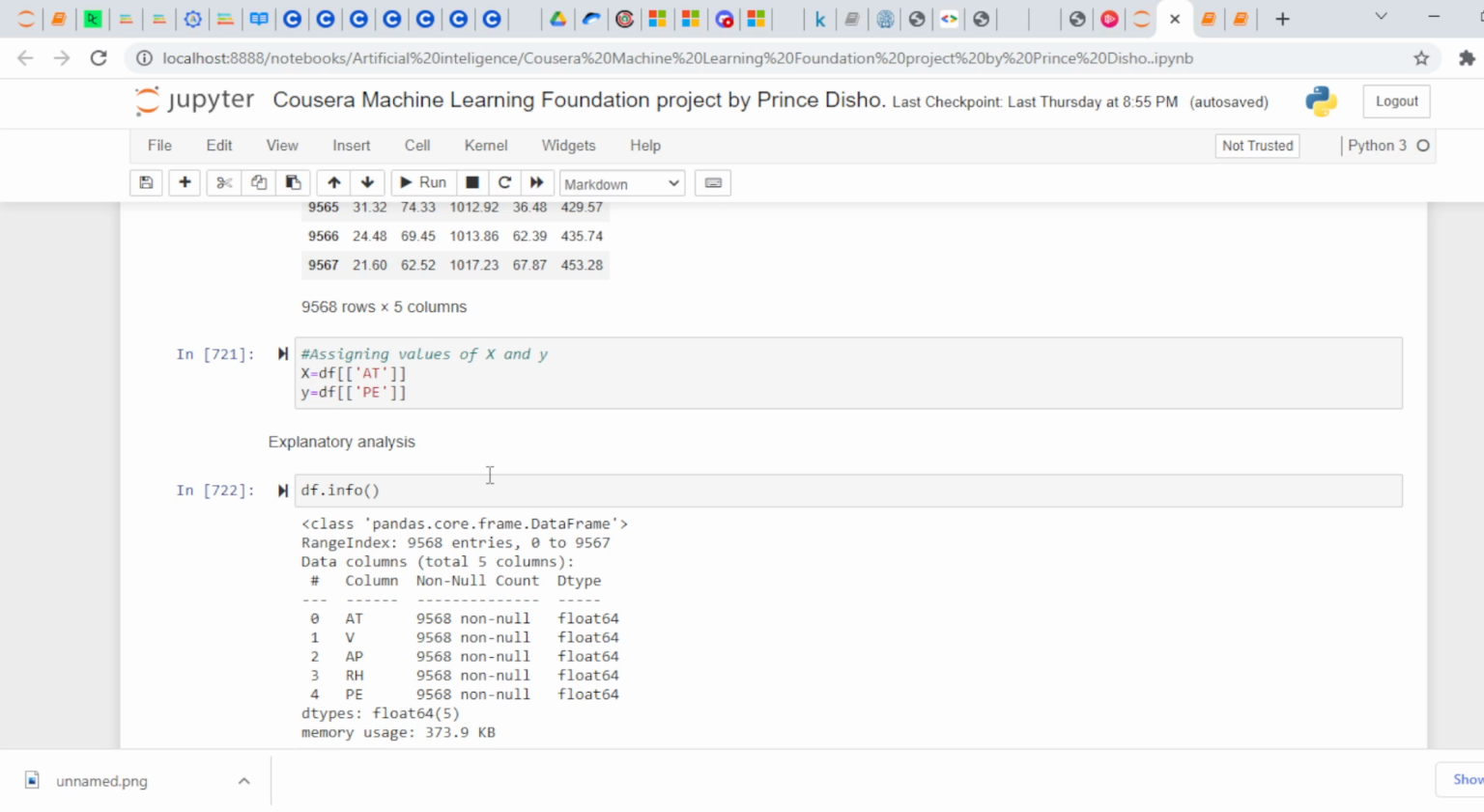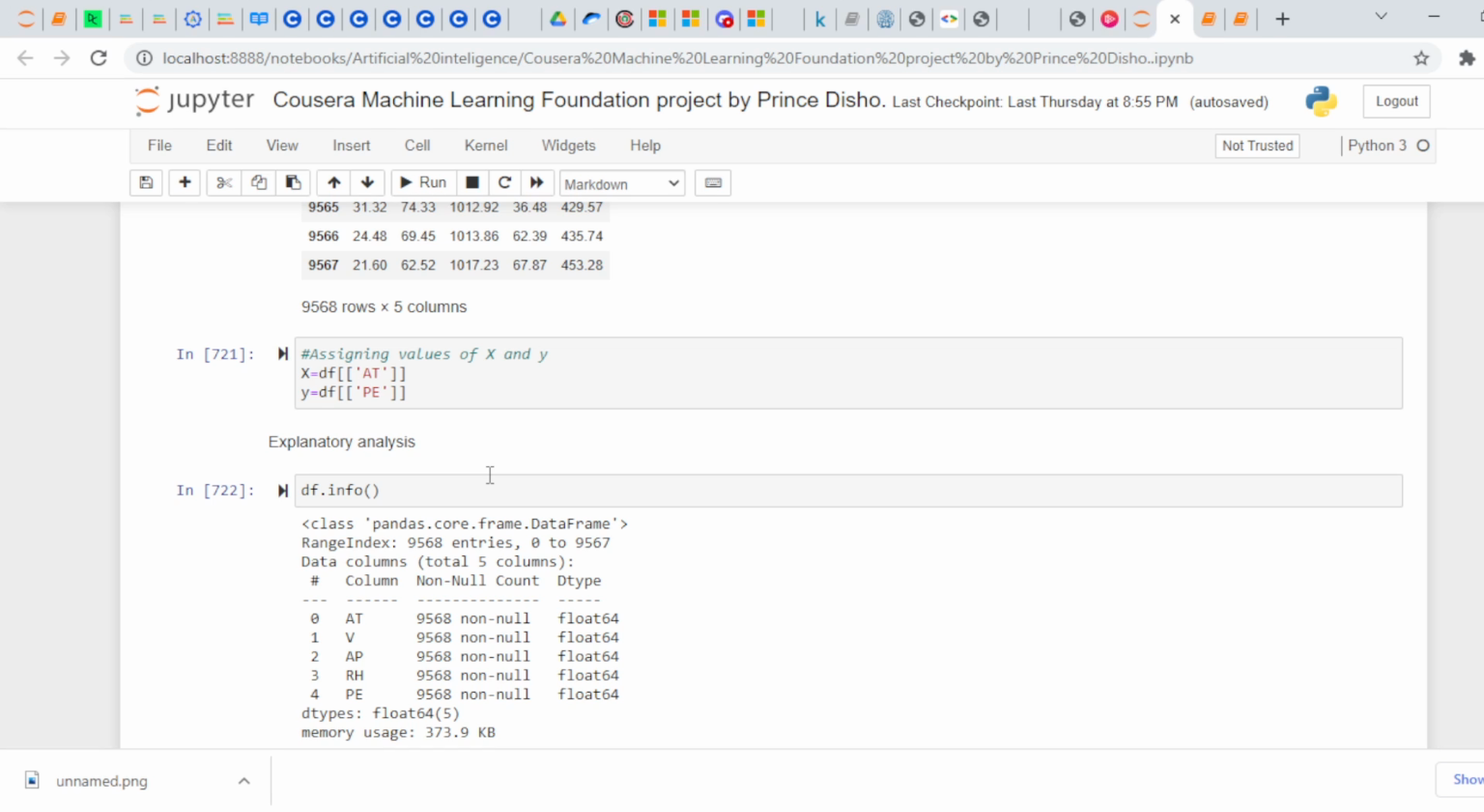So we assign x and y values. I took the temperature, which I'll be using as my input, and my output is the electrical power output, which is PE, on the y-axis.